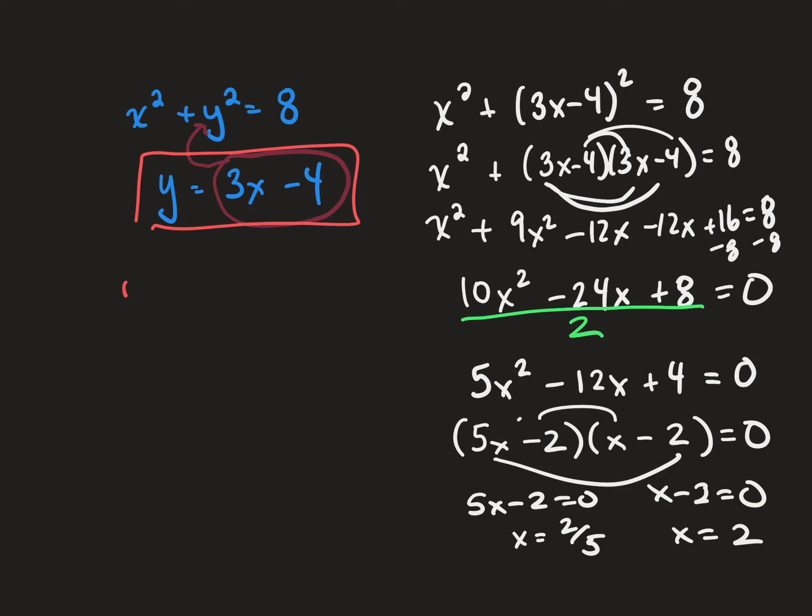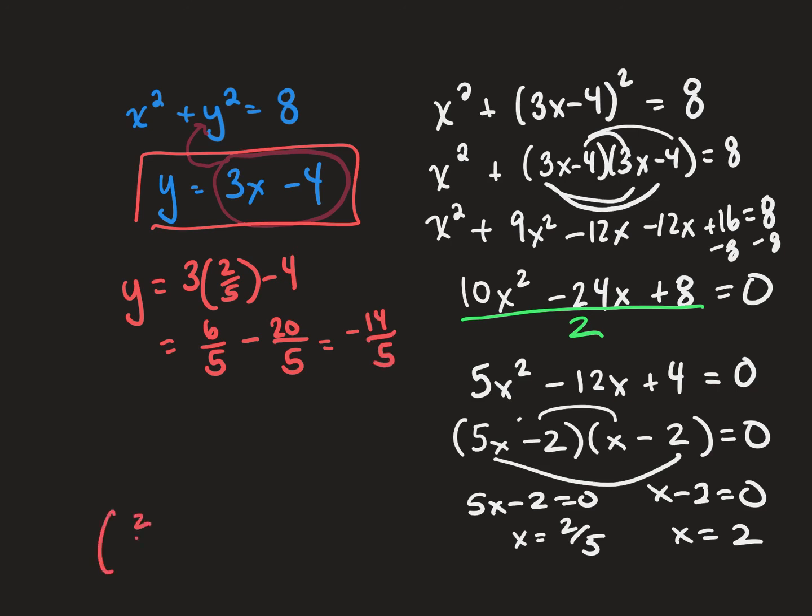So if I start with the 2/5, y equals 3 times 2/5 minus 4. That is 6/5 minus 4. And we know that's 20 over 5, if I want to write it for common denominators. So that's negative 14 over 5. So one of my answers is going to be 2/5 and negative 14 over 5.